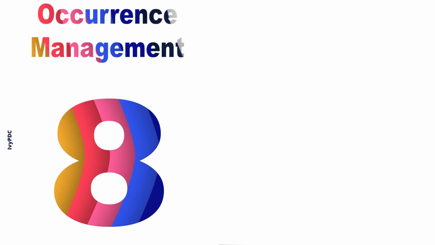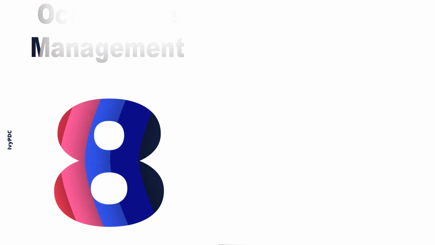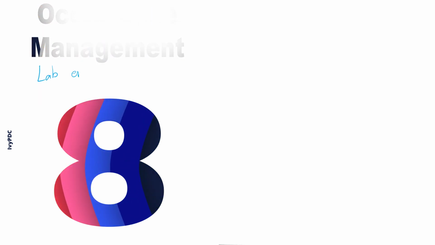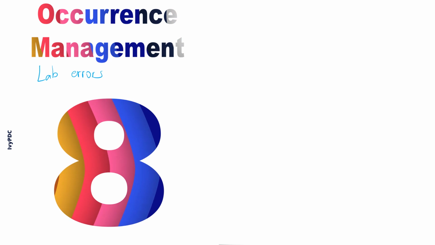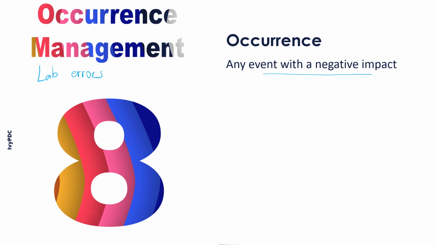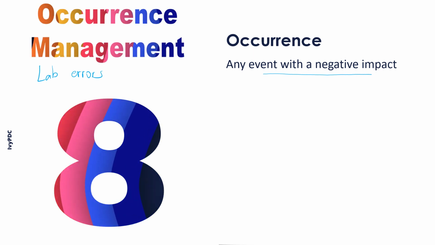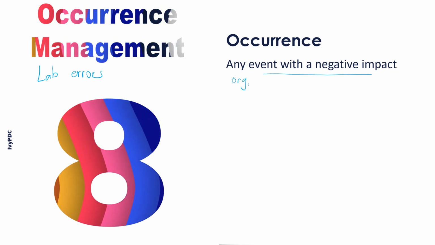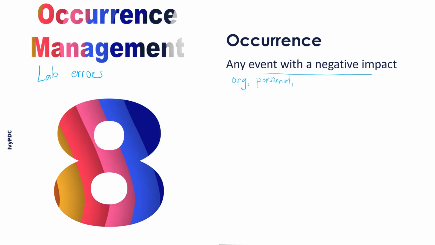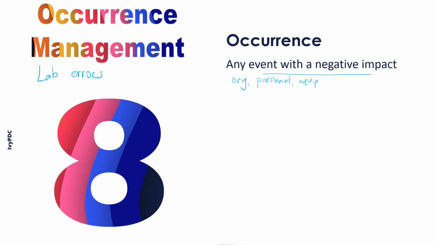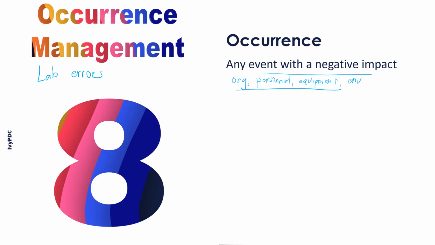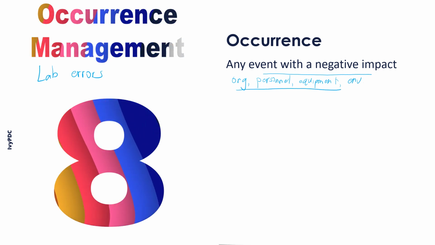The eighth quality essential is occurrence management. Occurrence management deals with laboratory errors. So what does occurrence mean? An occurrence is any event with a negative impact. Negative impact to whom? It can be a negative impact to the organization or to the personnel itself. Also, it can be a negative impact or an error with the equipment, or it can also be the environment where everyone is. So that is occurrence.